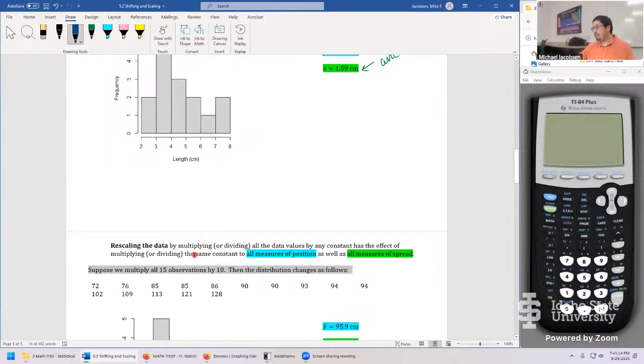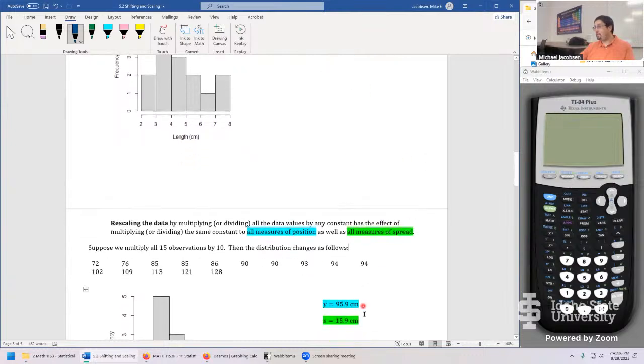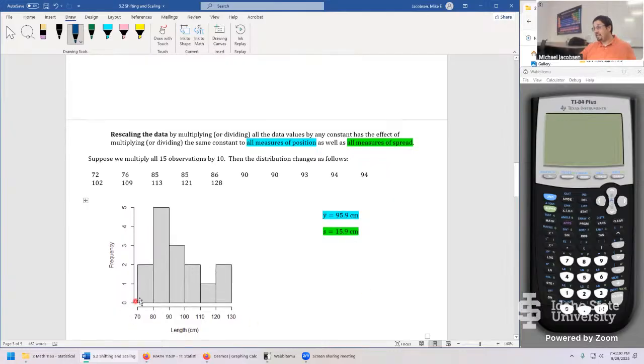It says here, rescaling the data would multiply or divide that same constant to all measures of position, all measures of spread. So what was a 1.59 from up here is now a 15.9. The 9.59 is now a 95.9, and that's the new length. And it seems about right. If this is measuring the sample mean that's slightly skewed to the right, we should expect it to be right about there. So it looks right on the histogram as well. At least that's easier to see with a sample mean.